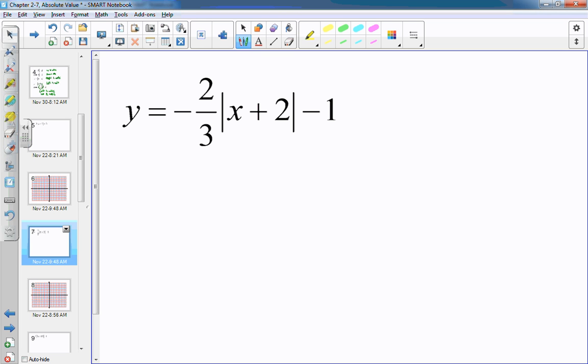Okay, the first thing I want you to locate is the a value. What is my a value? My a value is going to be negative 2/3. Well, first of all, what does that mean? It's negative, which means what? Okay, I've heard compressed. You're right. So the first thing you guys are seeing is that it's compressed. It's compressed because it's a fraction.